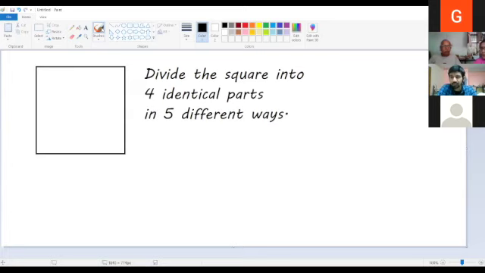So now the question is very simple. You have a square, you have to divide it into four identical parts, but we will have to do it in many different ways. So how many different ways can we do it? That is the challenge for us.